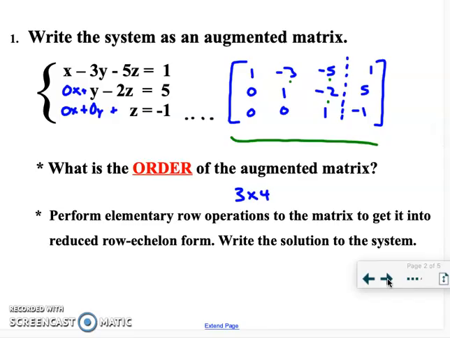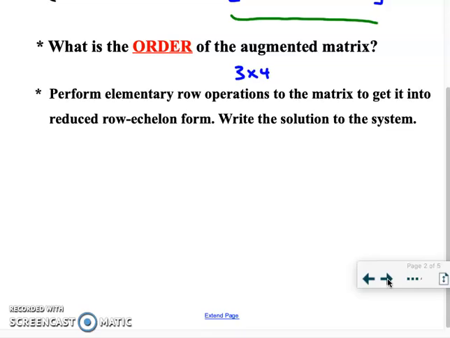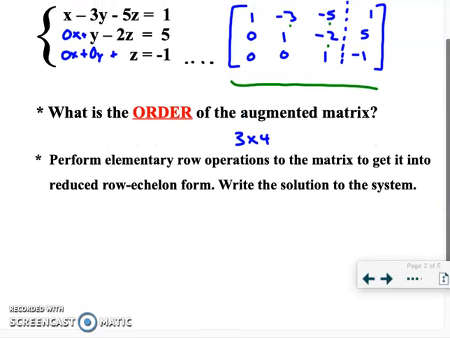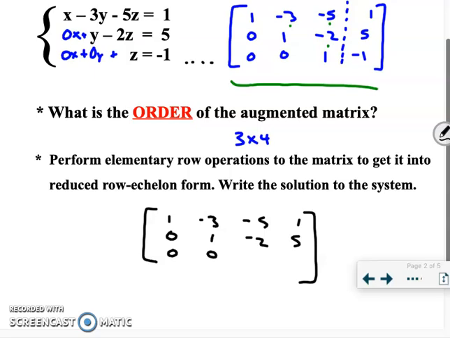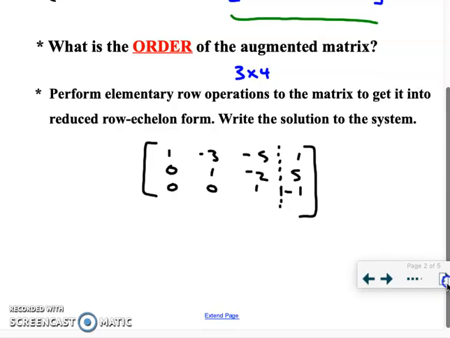That being asked now tells us at least where to start. I'll try to copy that down here, but I still need to be able to see it. So if this is my initial matrix, 1, -3, -5, 1, 0, 1, -2, 5, and 0, 0, 1, -1, this is my original matrix. We need to get to work. Typically we start in the top left in row 1, column 1. We work our way down the first column, up the second column, up the third column.